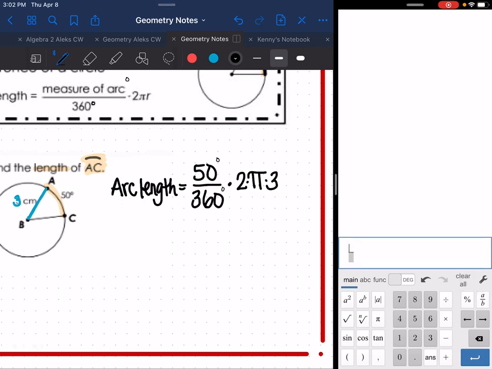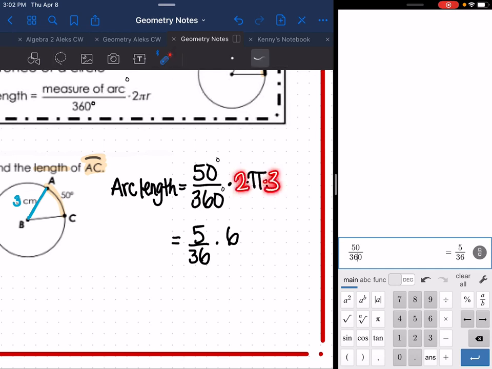All right, here we go. Let's clear it off. I'm going to use that A over B like I've been showing you. And I'm just going to do 50 divided by 360. There we go. Notice that Desmos does give me the decimal. I need to change it into the fraction. So I'm going to go ahead and say 5 over 36 times 6, 2 times 3, that's where the 6 came from, pi.